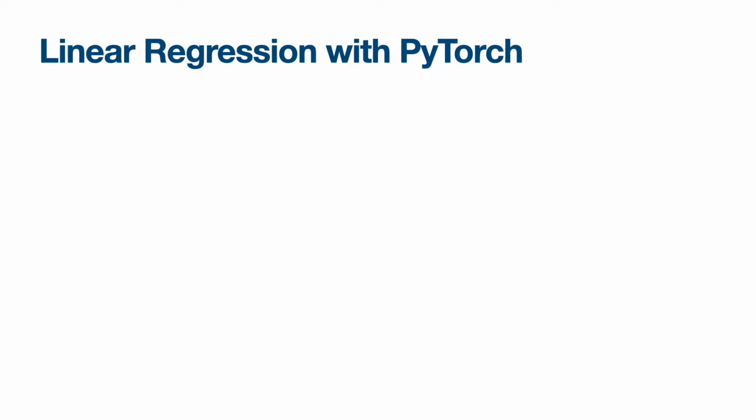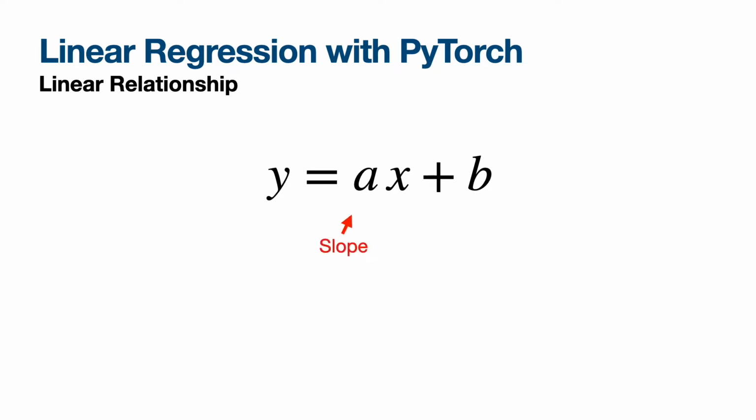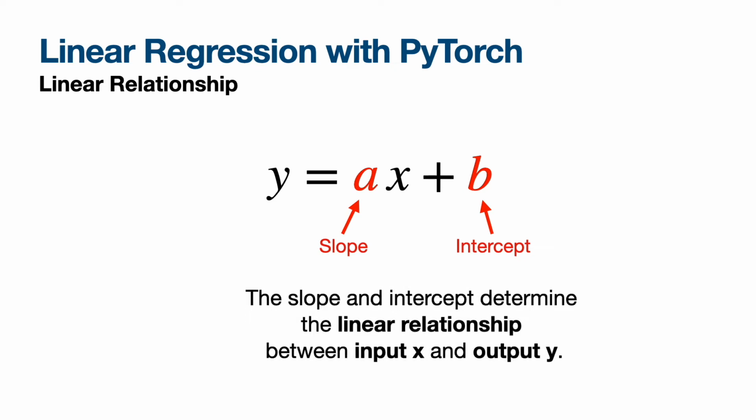In this session, we will build a linear regression model using PyTorch. First, let's understand what a linear relationship is. This equation defines a linear relationship between input x and output y. In other words, the slope and intercept determine the linear relationship between x and y.